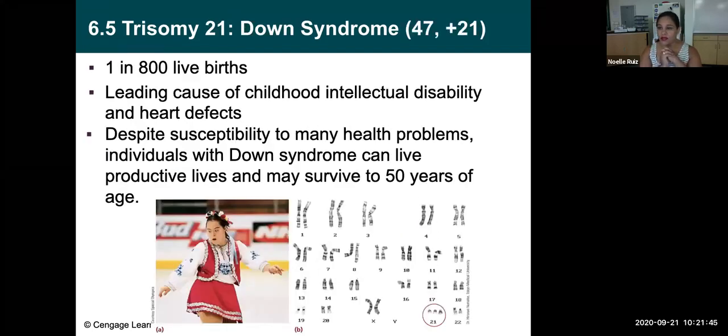And then trisomy 21 is Down syndrome. They have an extra chromosome number 21. It happens in 1 in every 800 live births. This is very common. It's the leading cause of childhood intellectual disability and heart defects. Something about this affects their heart. And despite susceptibility to many health problems, individuals with Down syndrome can live productive lives and may survive up to 50 years of age. And since they are born with heart problems, it's usually their heart that gives out.